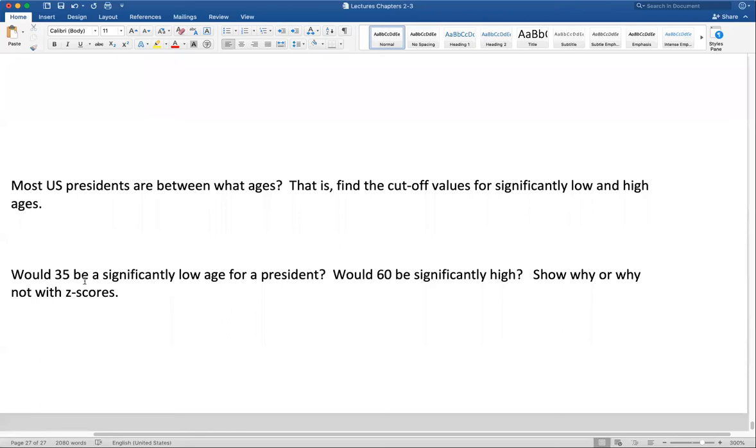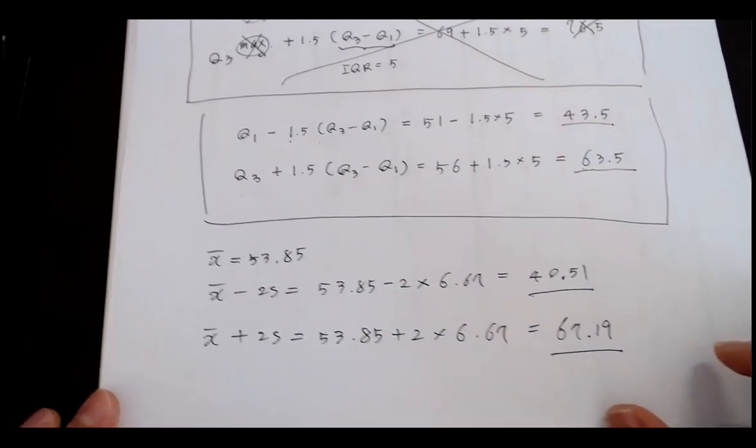Would 35 be a significant low age for prison? Yes, because 35 is less than 40.51. Would 60 be a significant high? No, because 60 is not greater than 67.19. Okay, now show why or why not with Z-score. So let's find the Z-score.